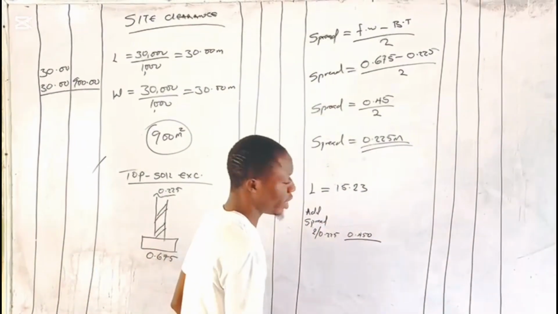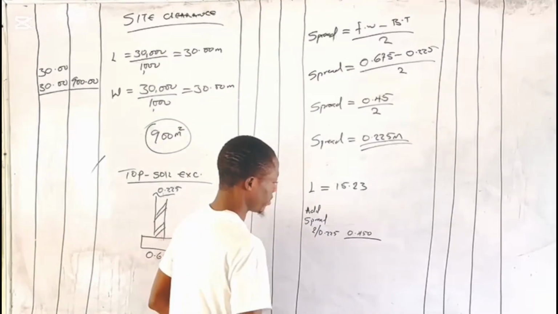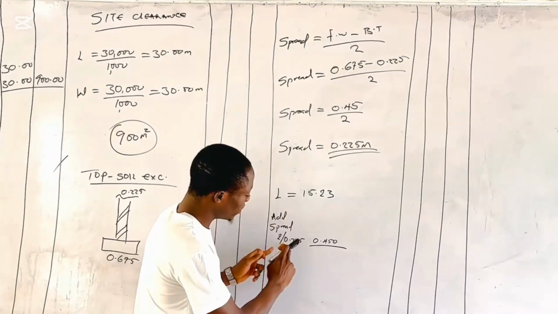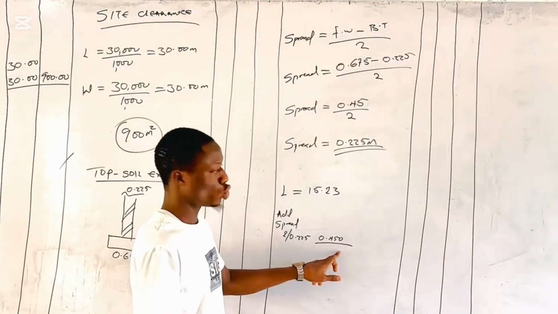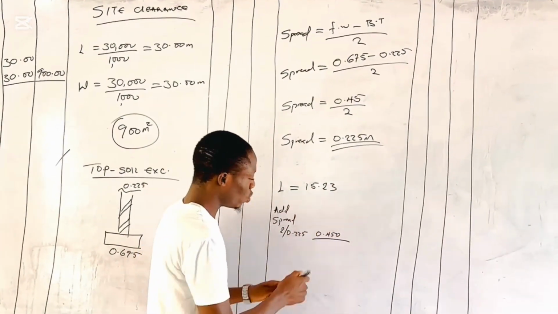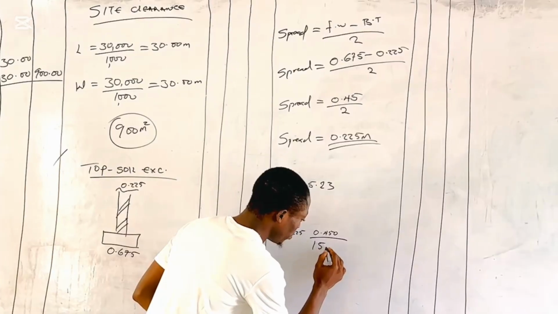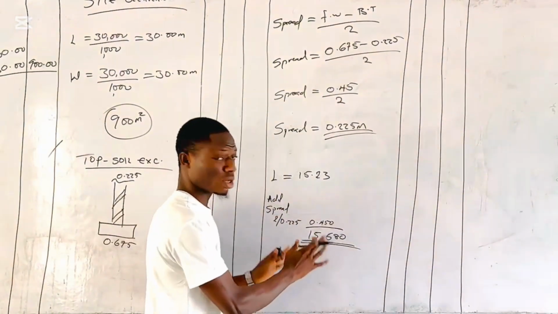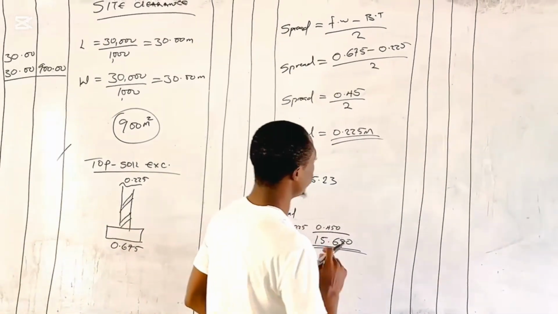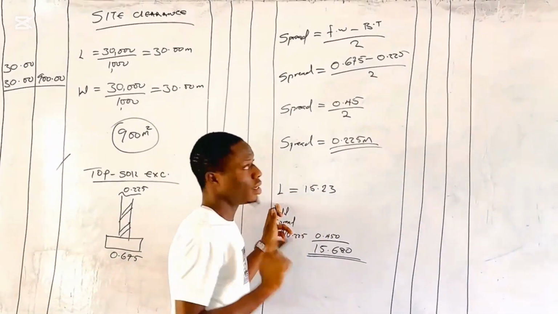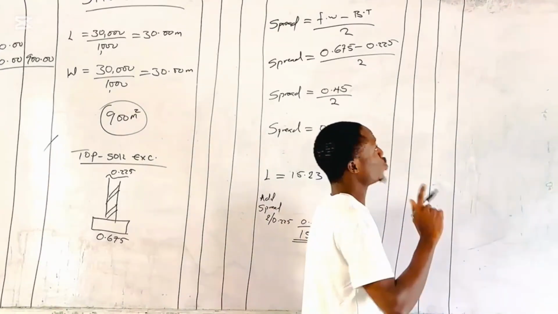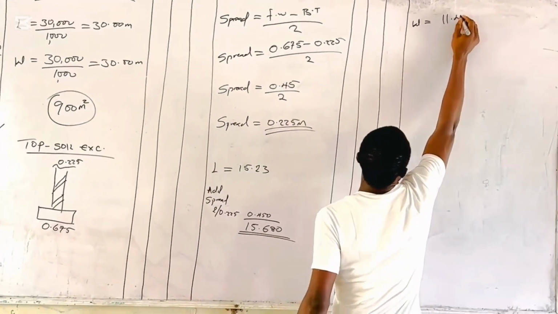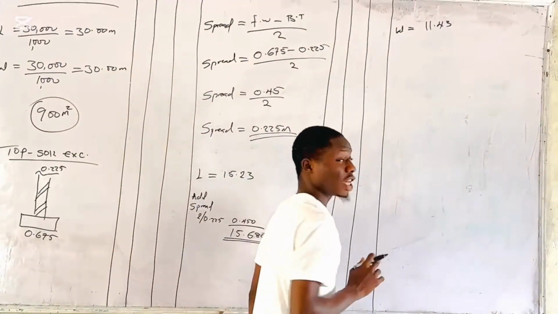And then when you sum it all together, you have, then we say what? Add spread 2 by 0.225. That will give you 0.45. So by the time you add it all together with this value, that gives you 15.680. Now we've gotten a new length. Now talking about the width, because what we've actually done is the length. Now we also need to add it to the width. Now our width is what? 11.43. That's from the drawing.